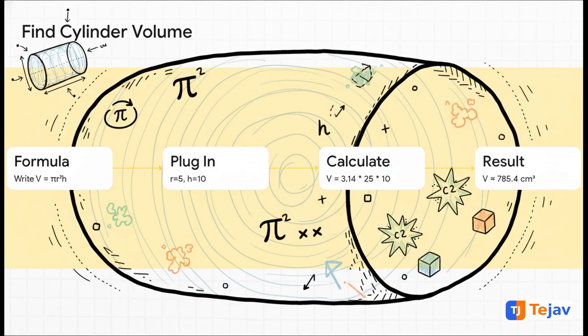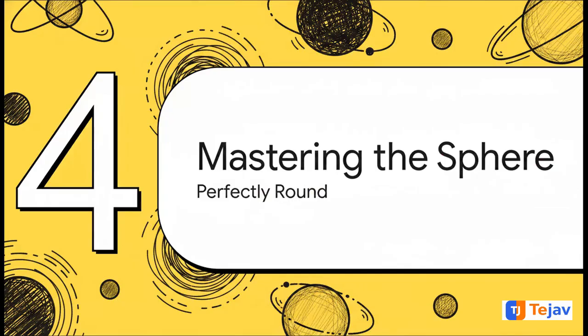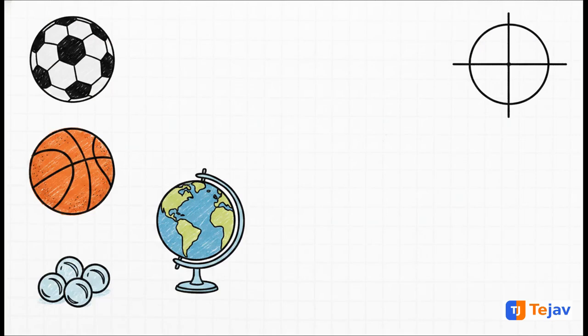Because a cylinder is completely uniform all the way up, the math is incredibly straightforward once you have that formula memorized. Section 4. Mastering the sphere, perfectly round. The sphere is just absolutely beautiful in its simplicity. No edges, no vertices. Every single point on its surface is the exact same distance from the center. You know these as footballs, basketballs, the globe in your classroom, or little glass marbles.